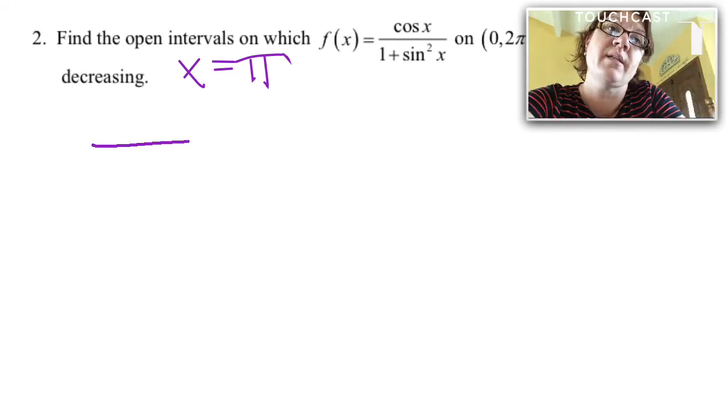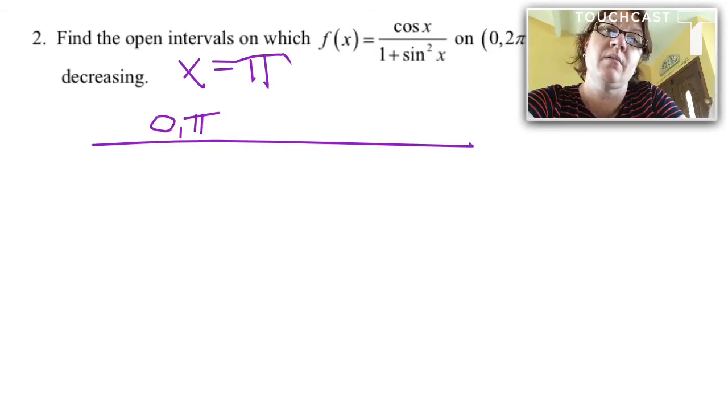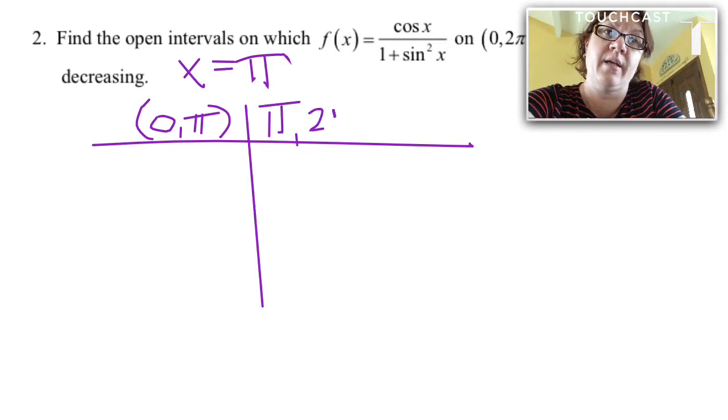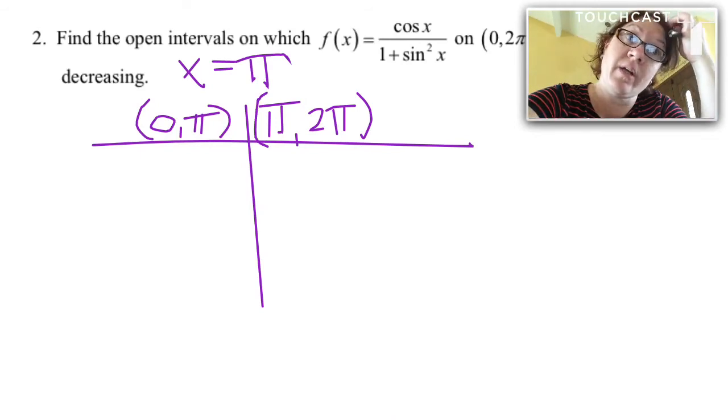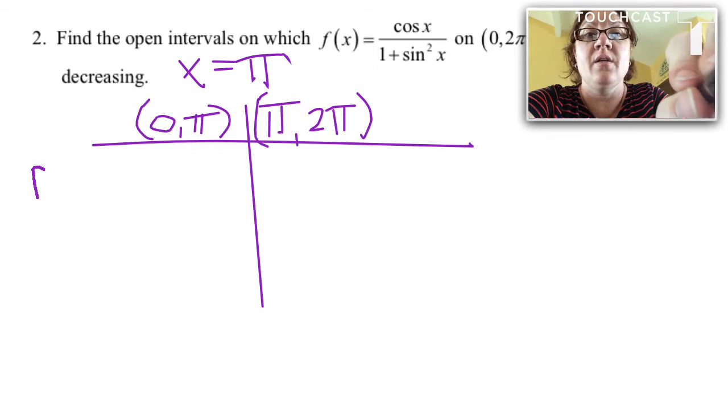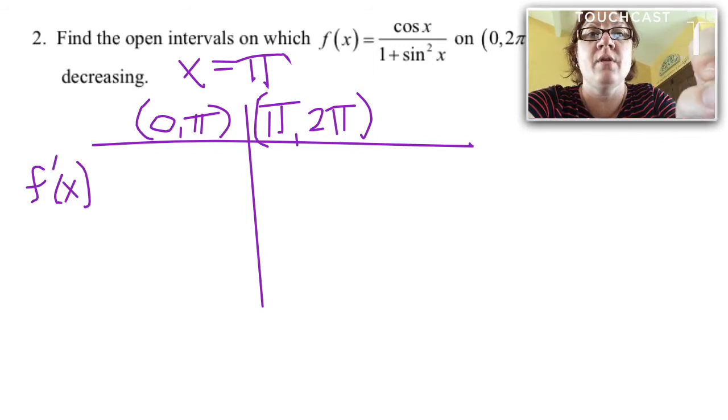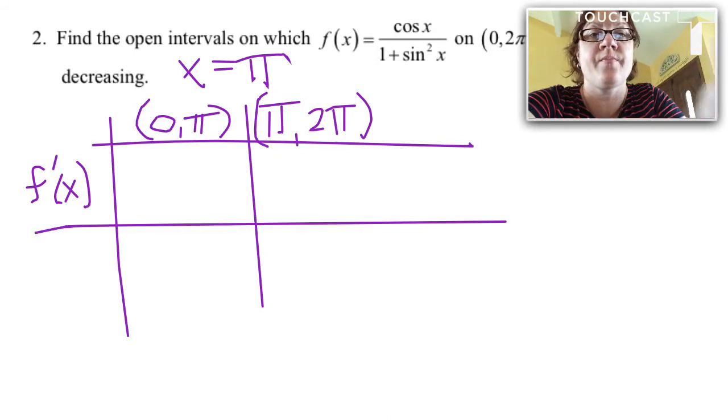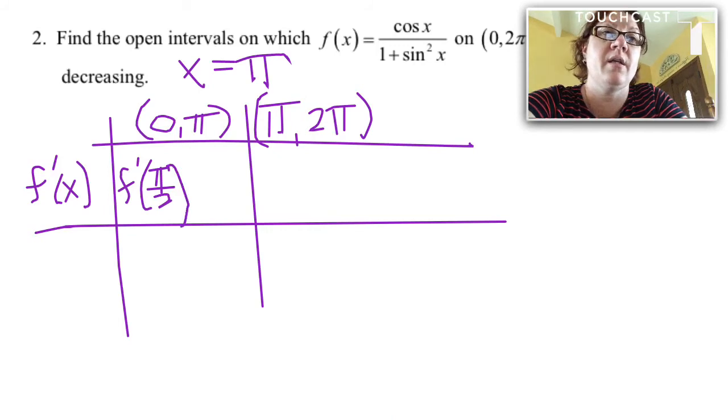So now when I test my interval, I want to go from 0 to pi and from pi to 2 pi. So pi will be the turnaround point, and now I want to know what's happening to the left, so I'll have to pick a number. How about pi over 2? So f prime of pi over 2. And in this second interval over here, let's do f prime of 3 pi over 2. That'll be easiest.